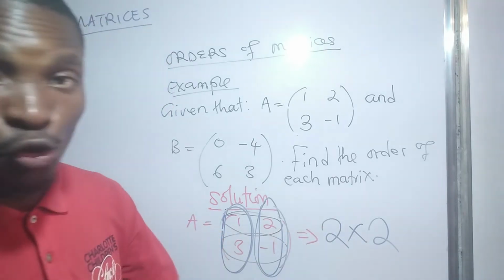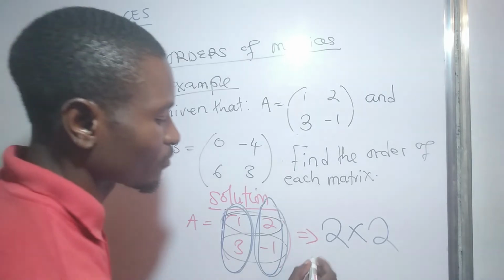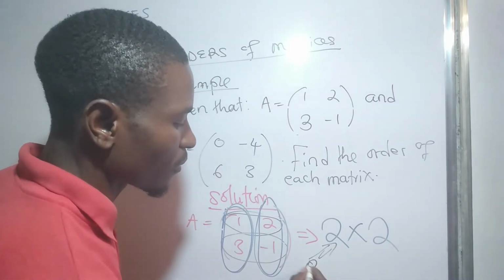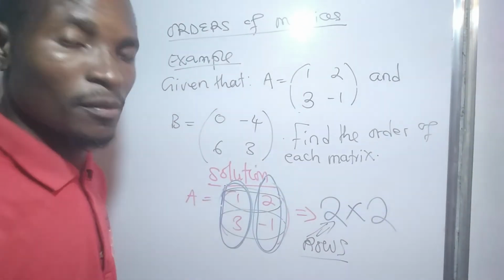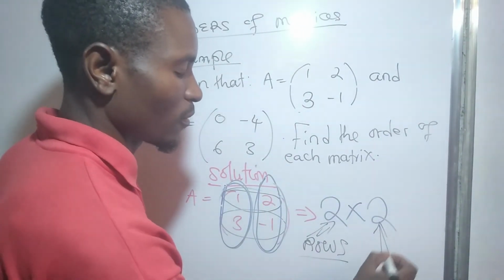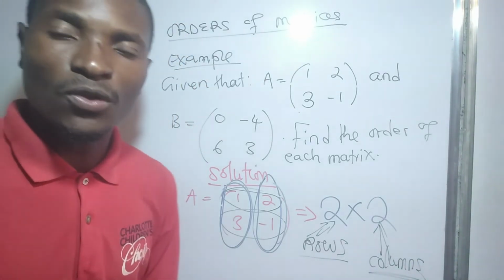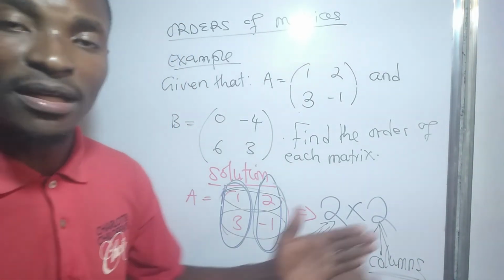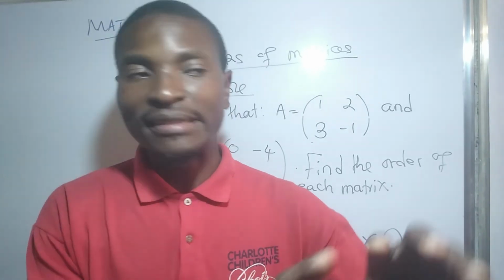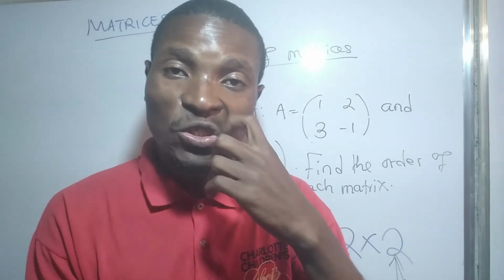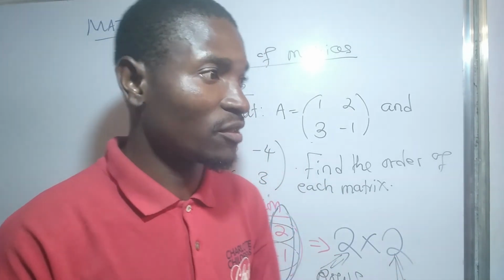So it is a 2 by 2 matrix. These are rows, and these are columns. Those are the rows, those are the columns. I hope that is understood, before we dive in more detail into the addition of matrices as well as the subtraction of two matrices.